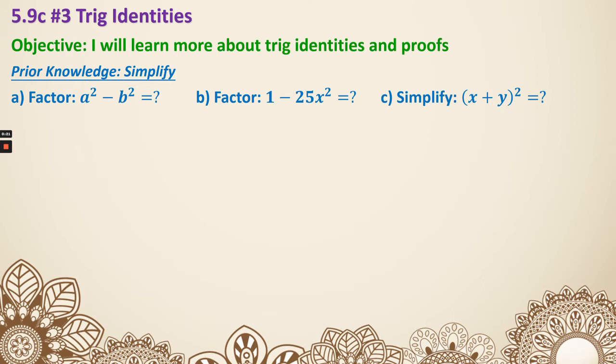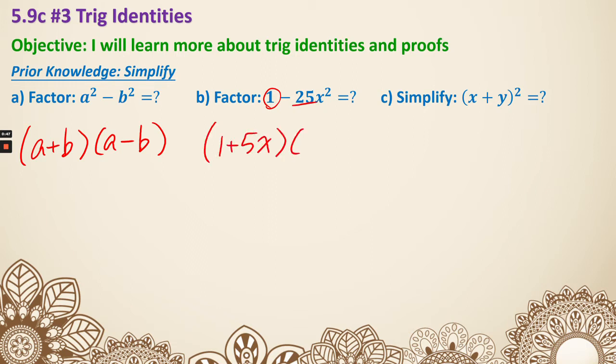Prior knowledge, let's review some factoring real quick. The first two are actually about difference of perfect squares. That's what we have learned in Unit 1. Let's have a look. First one, a squared minus b squared is going to be factored as a plus b times a minus b. 1 is a perfect square, 25 is a perfect square, so this is going to be factored as 1 plus 5x times 1 minus 5x.